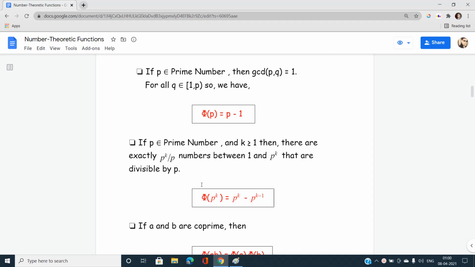Okay, so how did this relation come? Let's understand this one also with the help of an example.